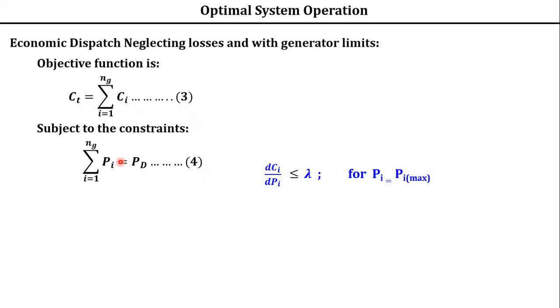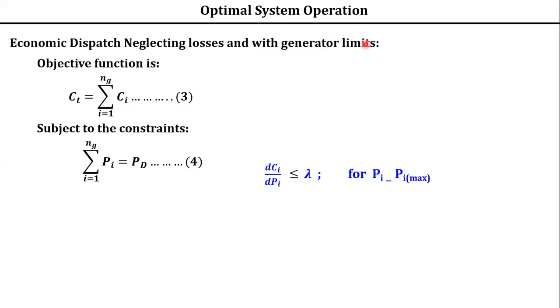I told you constraints are of 3 types. One is the equality constraint. The second is inequality constraints. In inequality constraints, there are 2 types: one is greater than or equal to, the other is less than or equal to. Please remember these constraints. In the earlier case, we considered only the equality constraint. But in this case, we have to consider the other one. What is the other constraint? The generator limits.